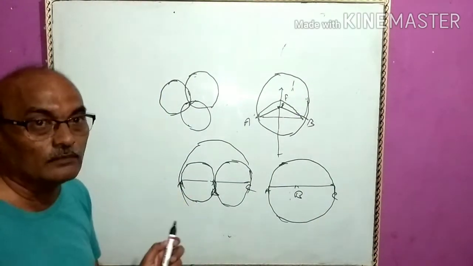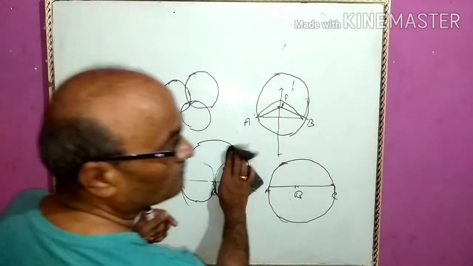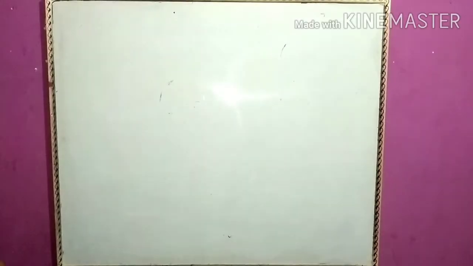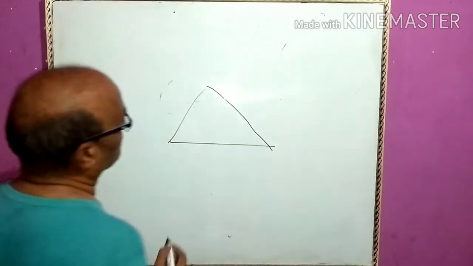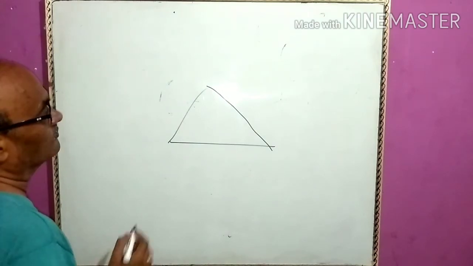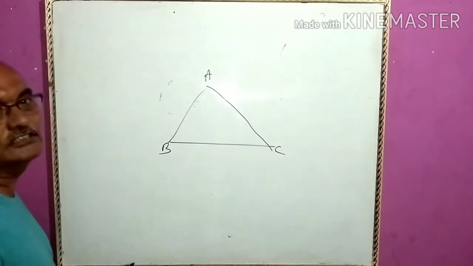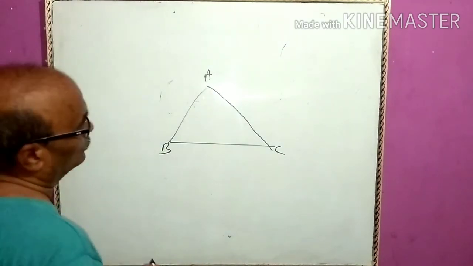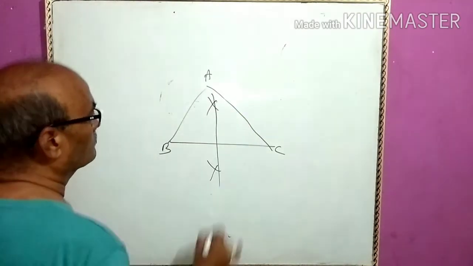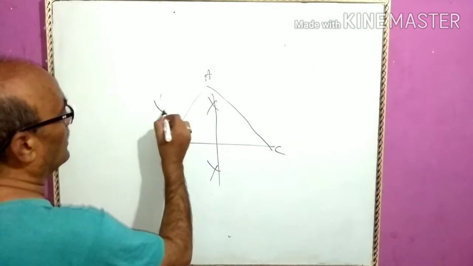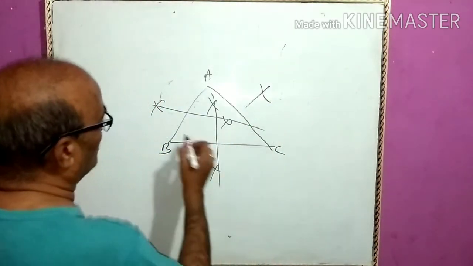Now the last option: how many circles can be drawn through 3 non-collinear points? Let us see. Let us say A, B, C are 3 non-collinear points. Now, draw the perpendicular bisector of BC. Draw the perpendicular bisector of AB. And draw the perpendicular bisector of AC.